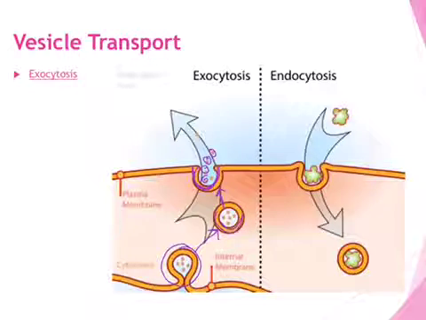Endocytosis, the exact opposite happens. Whatever needs to come into the cell will attach to the plasma membrane. That plasma membrane pinches in, and eventually it will pinch in so that it closes off, and then the vesicle will now enter the cell.